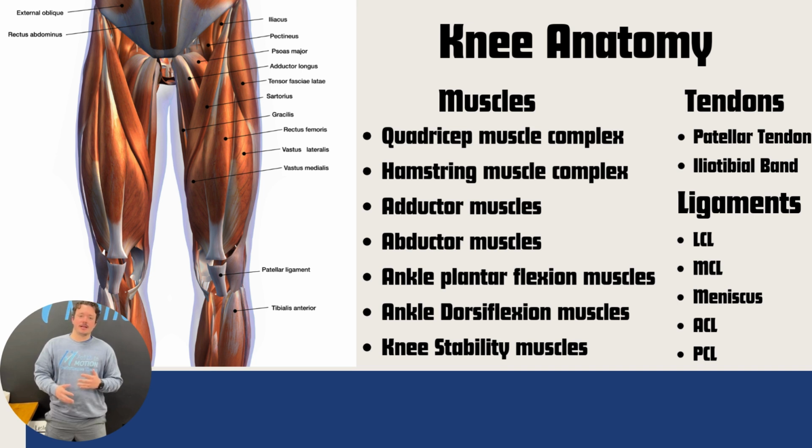What we're talking about today is 4 different types of muscle groups that we're going to go over. Quadriceps, or the muscles in the front. You've got your hamstrings, you've got your adductors, which is like your groin muscles, and then you've got your abductors, which are more on the outside of your hip.